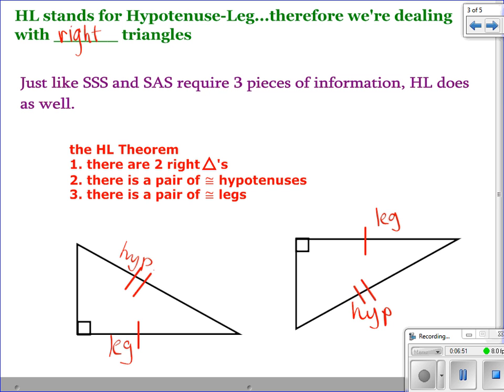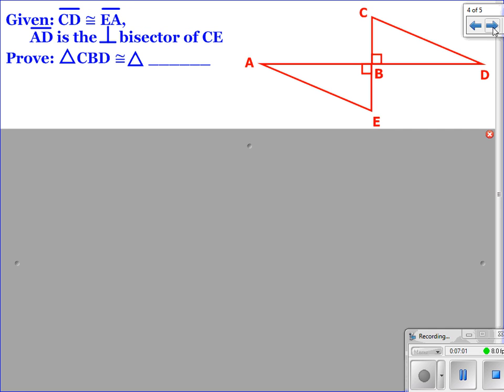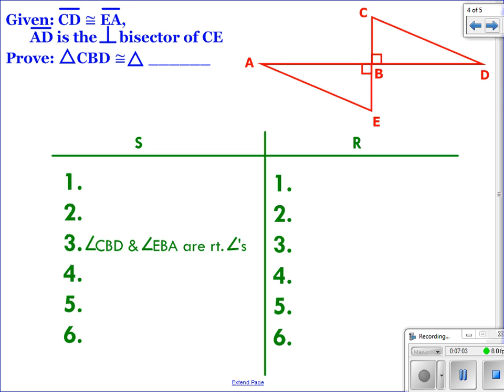Ready to try one? Let's see what these ones look like. So here's the given. Let's fill in the congruent statement. We have CBD. So look at where CBD is named. What would the second triangle be? In the same order, EBA.